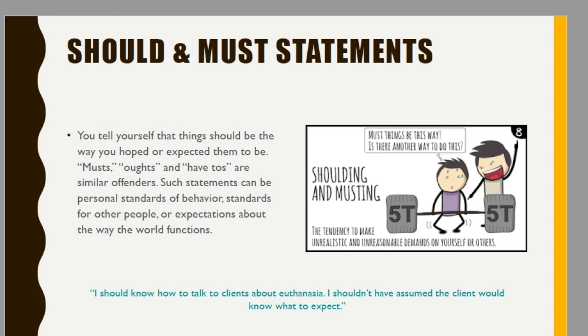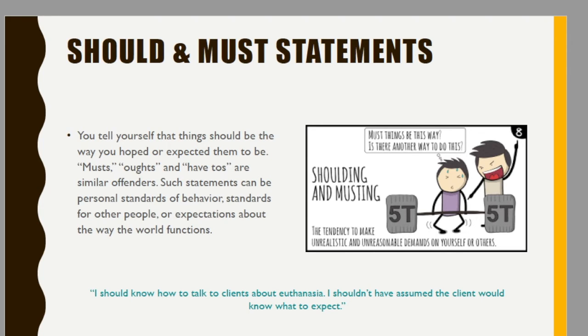Should and must statements. You tell yourself that things should be the way you hoped or expected them to be. Musts, oughts, and have-tos are similar offenders. Such statements can be personal standards of behavior, standards for other people, or expectation about the way the world functions. So, something like, I should know how to do this problem. I shouldn't have to do it 16 times to figure it out.